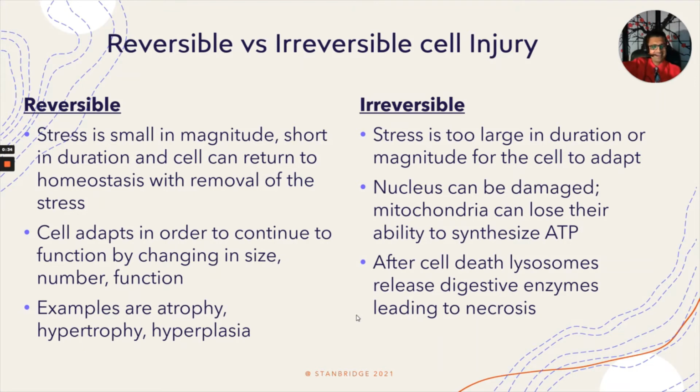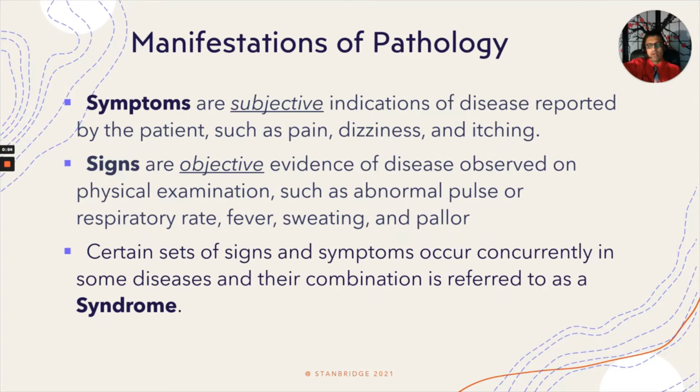So irreversible stress is too large in duration or magnitude for the cell to adapt. So the nucleus can be damaged, the mitochondria can lose their ability to synthesize ATP, and after cell death, lysosomes release digestive enzymes, leading to necrosis. That's not good. Okay. Now, what are some things, and this is a very important quiz question throughout your curriculum.